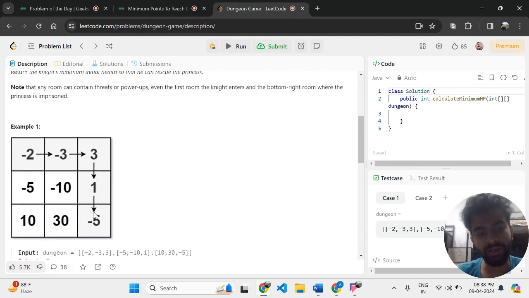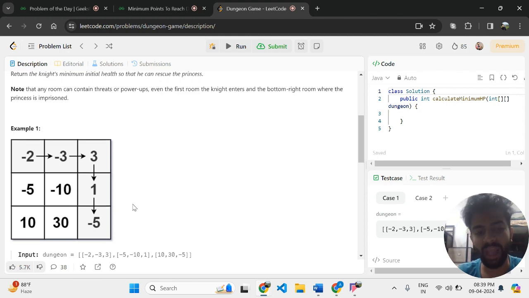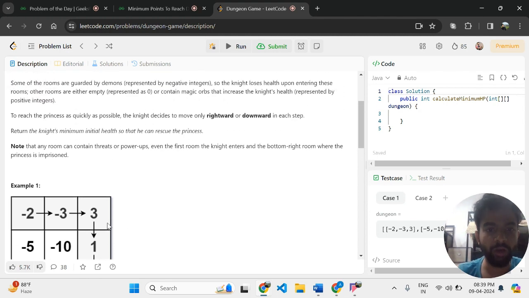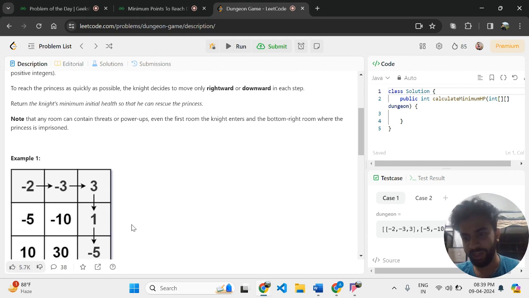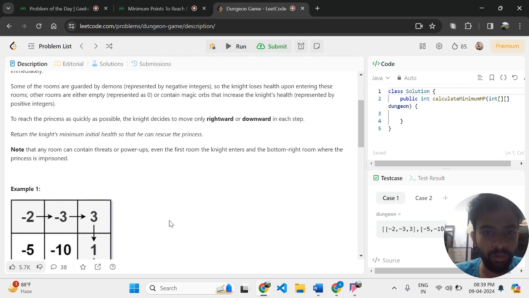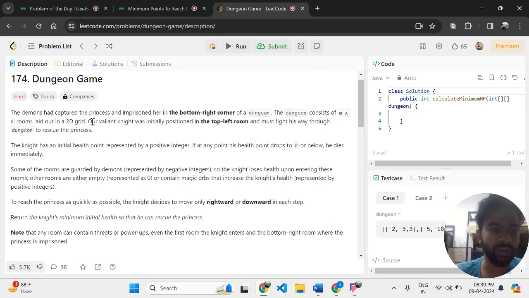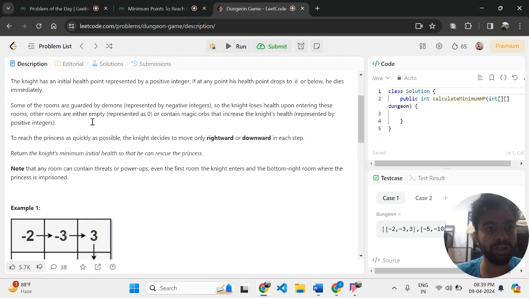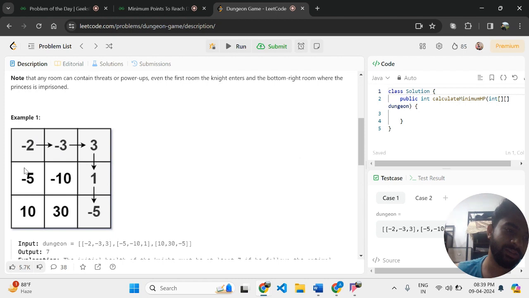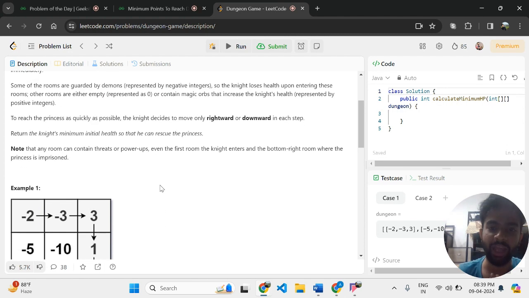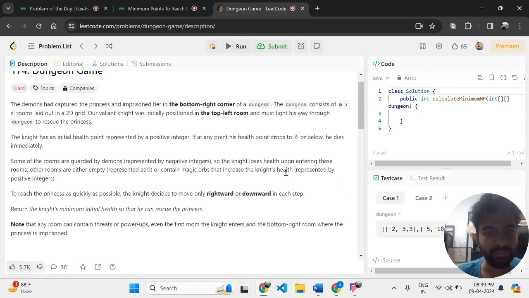The prince and the princess, like, they have been captivated and they have been put over here. So now the duty of the prince is to free her, right? Like this, in the old days we know that's how the game works. So if we see, the dungeon consists of m cross n rooms laid out in a 2D grid. You can see this is an m cross n, these are all the rooms, and the king is over here in -2. So in what way can the king go to -5 and save the princess? That is the question basically, right? So let's see what it is saying.